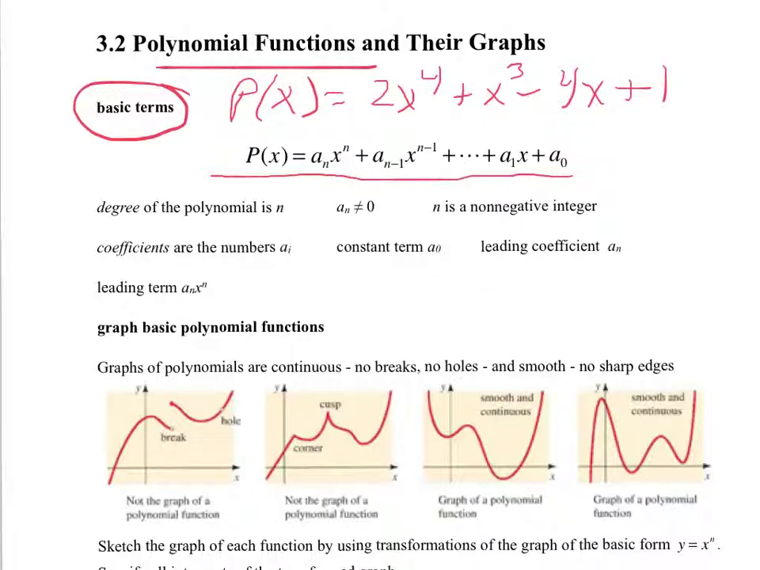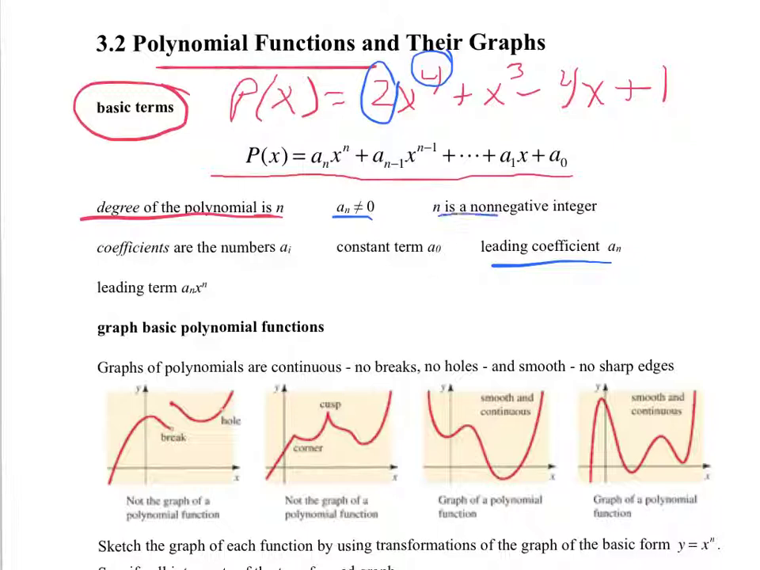So that's a polynomial. And you can see the degree of the polynomial is the largest exponent in the polynomial, and that's 4. So this polynomial has degree 4. A sub n is the leading coefficient. So in this case, a sub n is 2.